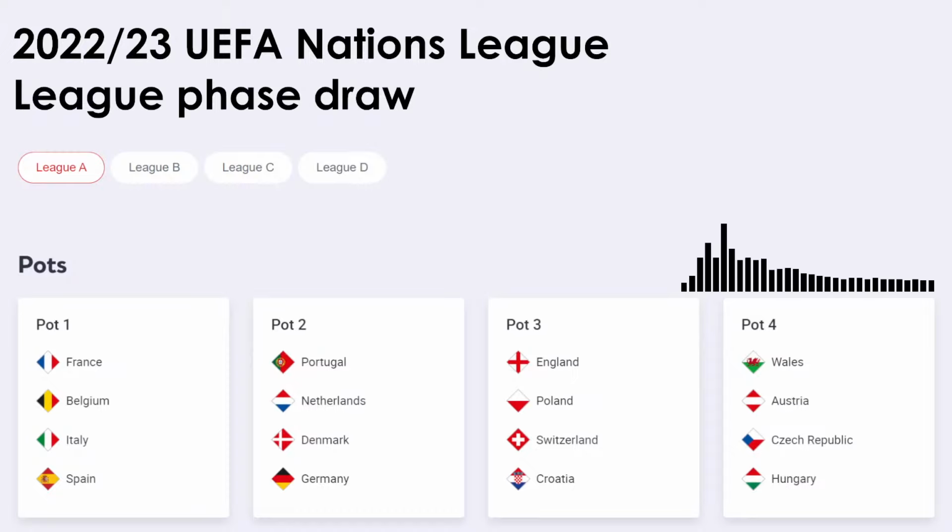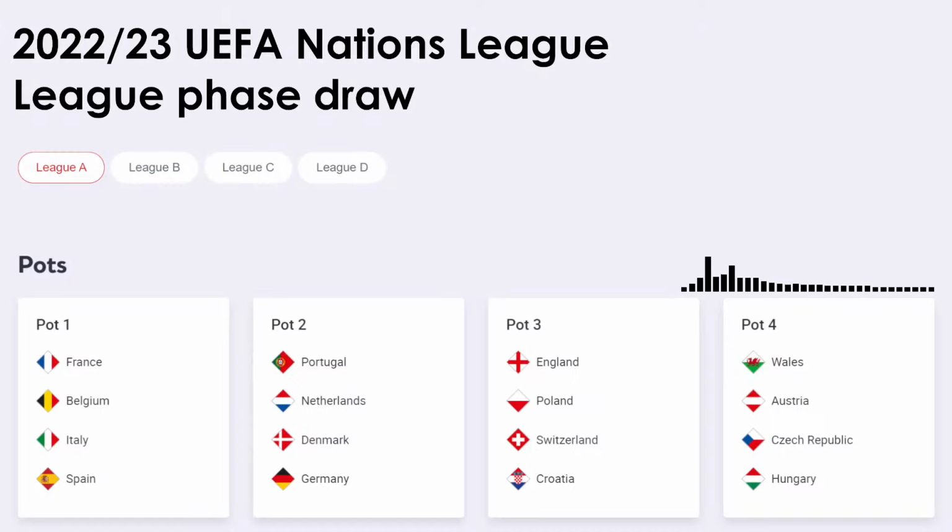Respectively, Portugal is fifth in the rank and in Pot 2's first position. Netherlands is sixth and in Pot 2's second position. Denmark is seventh in rank and in the third position in Pot 2. And respectively, all teams are arranged.